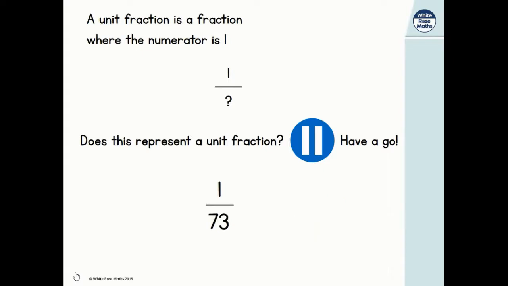As long as the numerator is 1, then we've got a unit fraction, even if our denominator is as high as 73. Oh, the numerator is 2, so does this represent a unit fraction? No. A unit fraction is a fraction where the numerator is 1. What about this one? Is the numerator 1? No, so it's not a unit fraction.